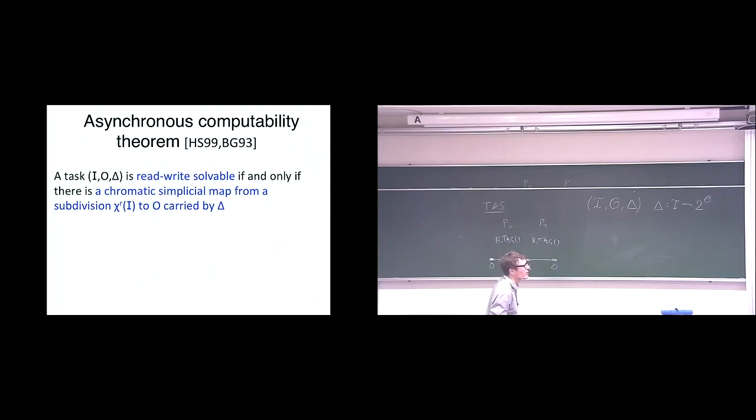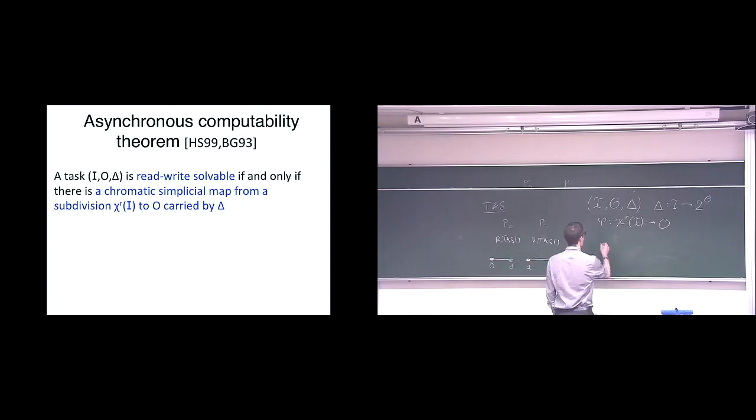What does it mean, carried? Well, chromatic in this context means that you preserve the process identifiers, which is very natural. If you started with the process P0, you need to produce an output for process P0, of course. Finally, carried by. We have a chromatic subdivision map, we call it phi, from Chi of R of I to O. So this is what we established.